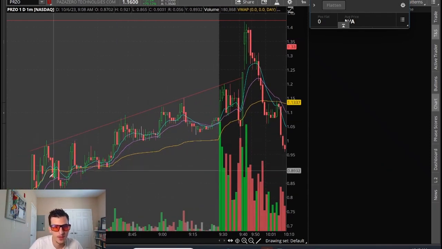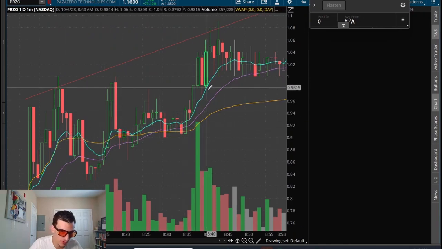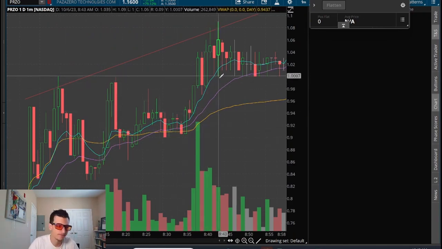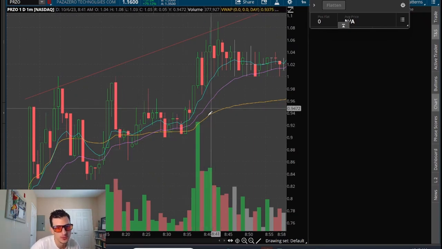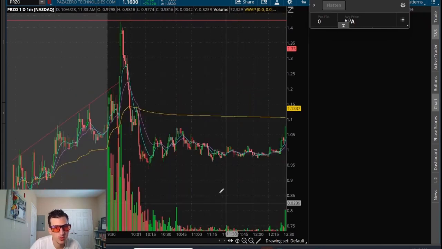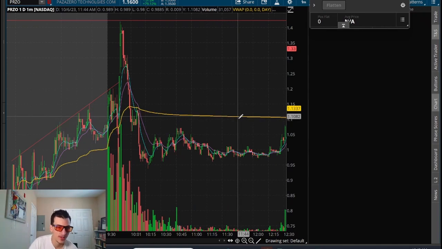So for example, the blue line here is my 9 EMA, which is pretty much the average price of this stock over the past 9 candles. Here, the purple is the 20 EMA, and that is the average price of the last 20 candles. And my VWAP is the average price volume weighted over the course of the day. So candles with more volume are going to have more weight on where the VWAP is than candles with lower volume.